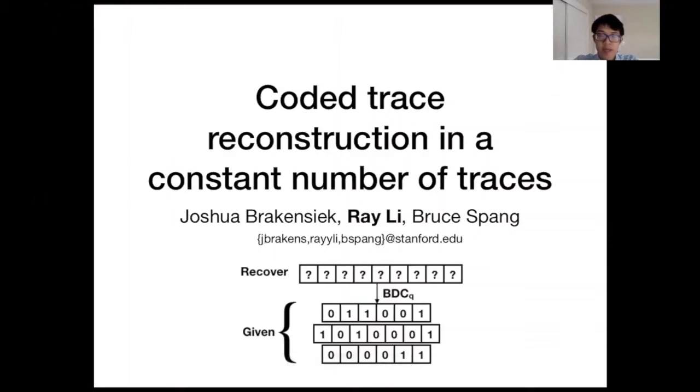Hi, my name is Ray Lee, and I'll be talking about coded trace reconstruction in a constant number of traces. This is joint work with Joshua Brackenseek and Bruce Spang.